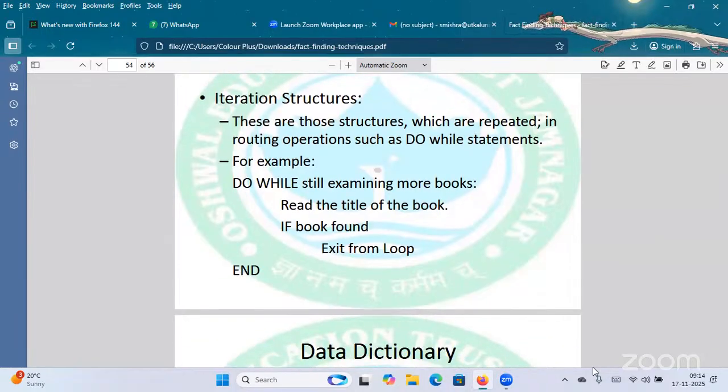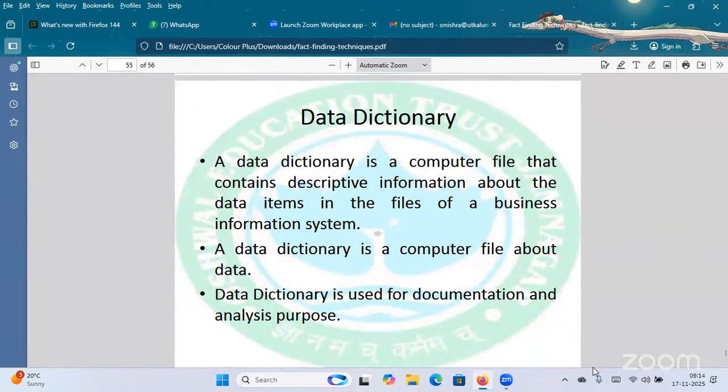Clear? Okay. Then data dictionary. A data dictionary is a computer file that contains descriptive information about the data items in the files of a business information system. It is a computer file about the data, meaning data about the data. Just like a dictionary, where if there is a word you find its meaning in the general dictionary, but in a data dictionary, you find what type of data it is, whether it is numeric data or character data.